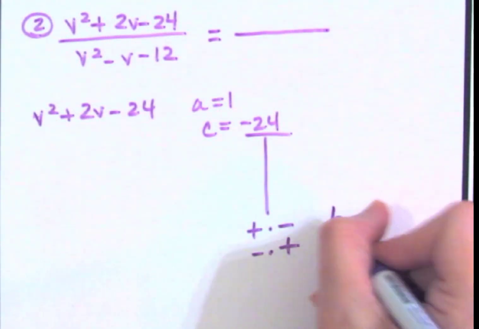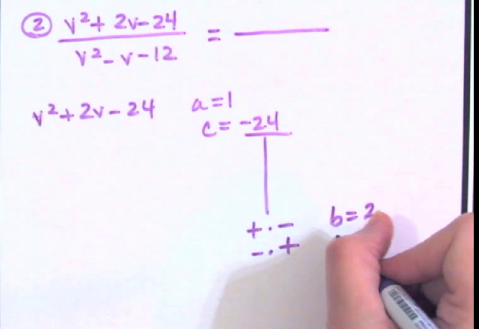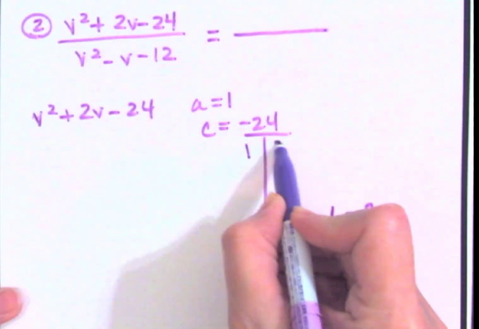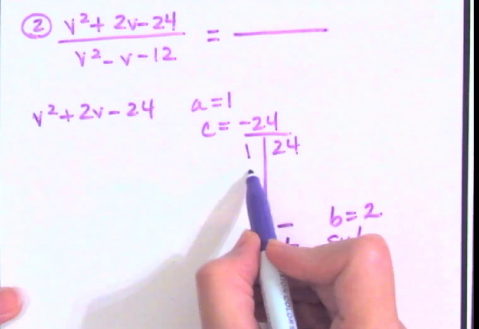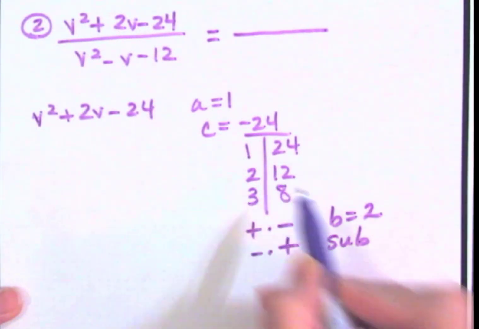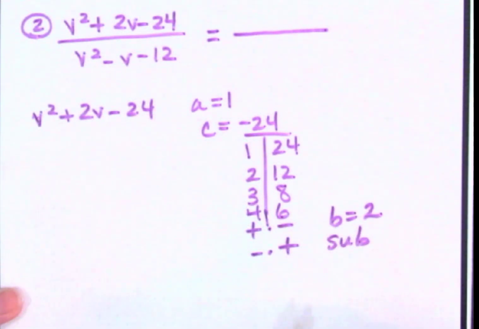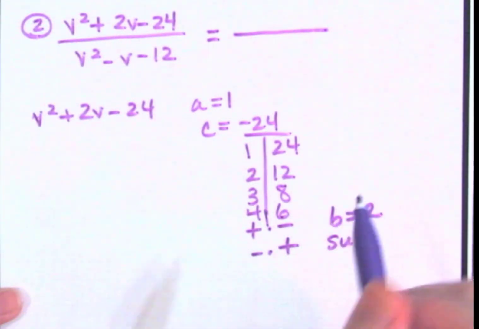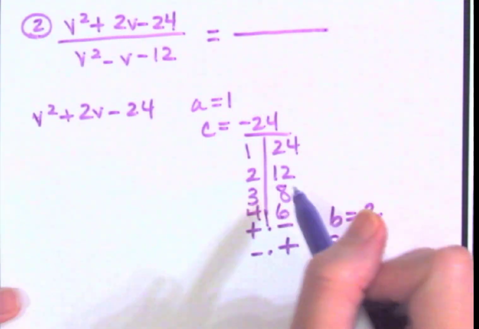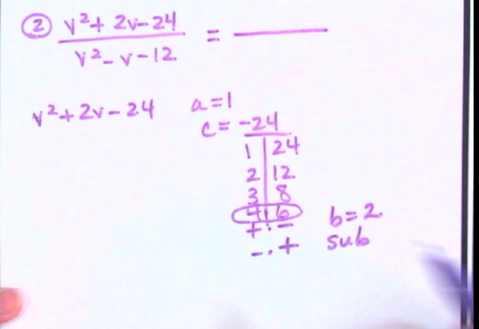B is 2. And if you have different signs, you actually want them to subtract to give you 2. So think about your factors of 24. 24 divided by 2 is 12. 3, that would be 8. And then 24 divided by 4 is 6. So we do need the two factors to subtract to give us 2. So that would be 6 and 4.